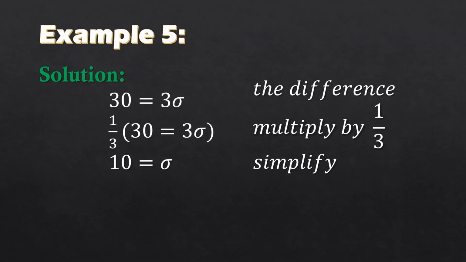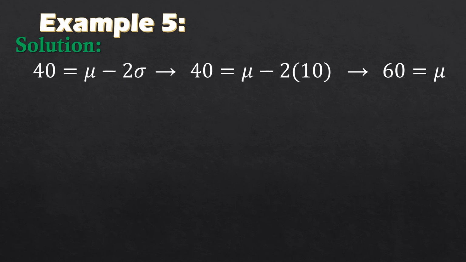Now, how can we get the mean? We already have the standard deviation. So let us substitute the value of the standard deviation to our two equations to determine the mean, or the average. Let's have here our first equation: 40 is equal to mu minus 2 sigma. We substitute 10 for the standard deviation. 40 is equal to mu minus 2 times 10. So we have 20 here, so we have minus 20 here.